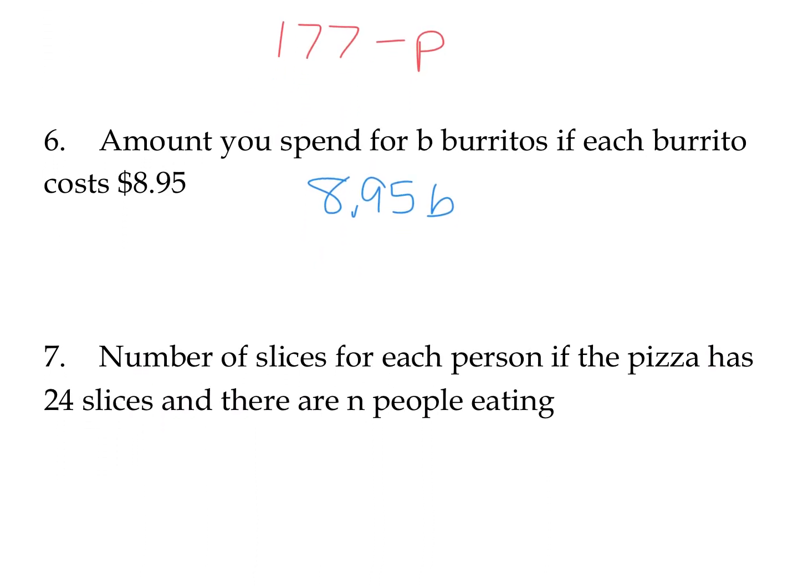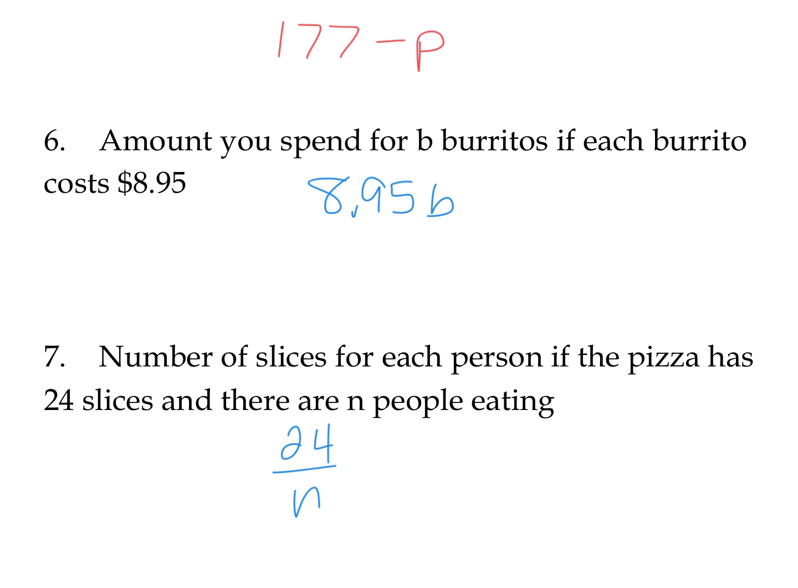One more here, the number of slices for each person if the pizza has 24 slices and there are n people eating it. So we would take, in this case, the total number of slices and divide by the number of people, and that would tell us how much each person is going to get, how many pieces per person. Right? Per indicates a fraction line. Miles per hour, slices per person. We're going to see some of that come up when we talk about rates.